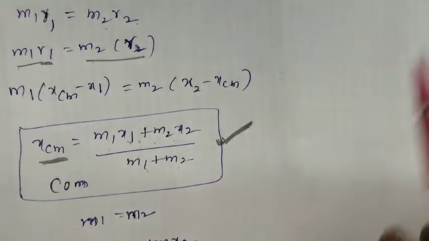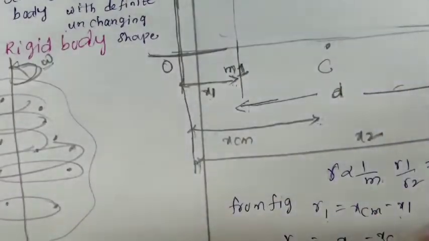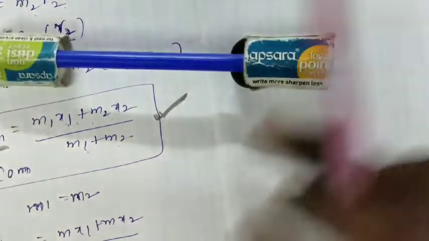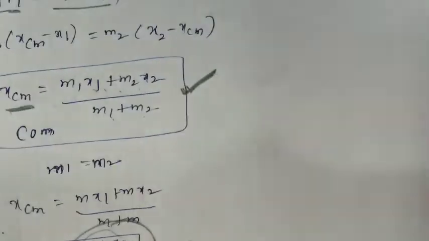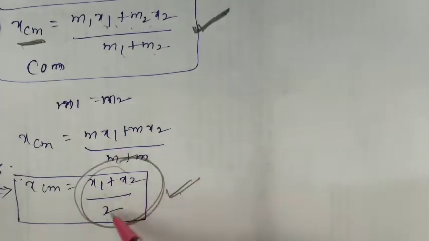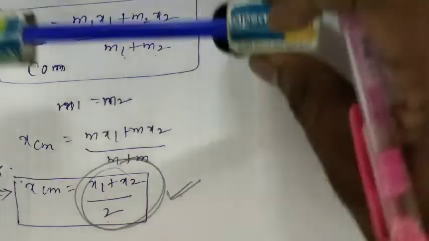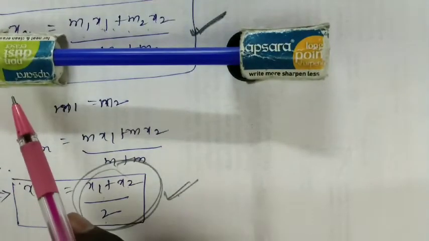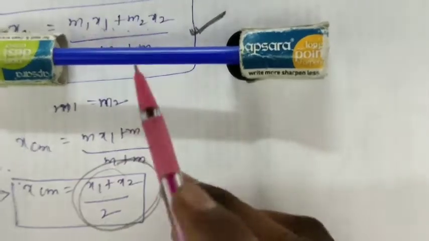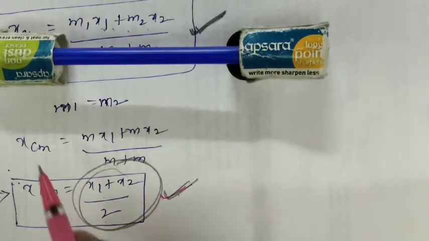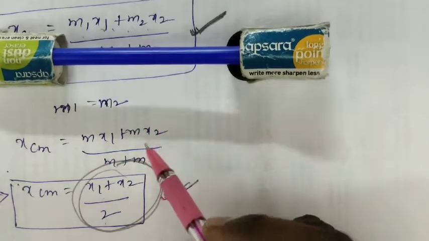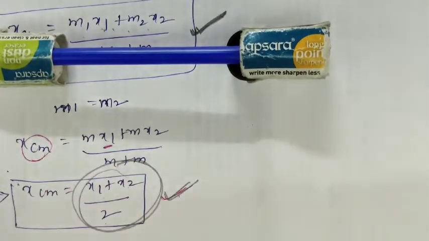This is the center of mass of the system where we are taking these two bodies, the sharpener and the eraser. Now if you assume the masses m1 and m2 are the same, xcm is equal to x1 plus x2 by 2. If you take the two masses the same, say 50 grams each, the center of mass will be at the center. So finally we get the conclusion that with two masses, the center of mass varies. If you take different masses, we can find the center of mass of different objects.